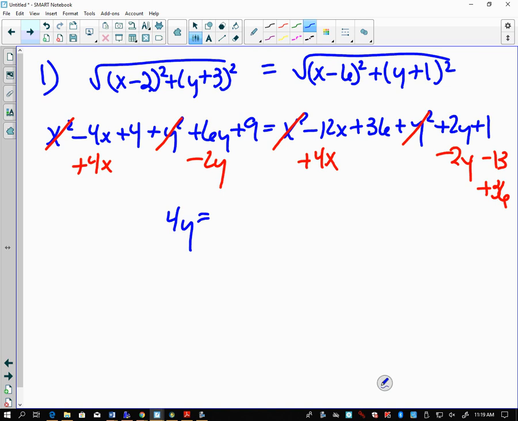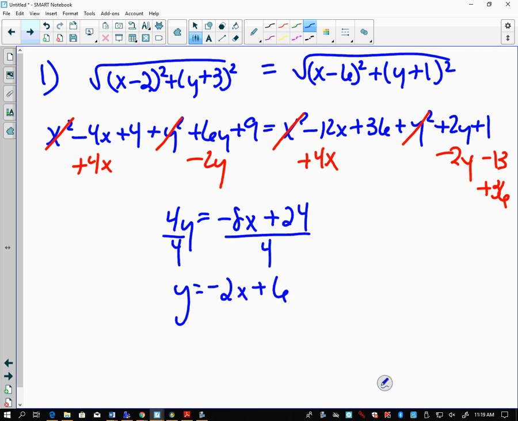Okay, so 6y minus 2y is 4y. Negative 12x plus 4x is negative 8x. And 1 plus 36 is 37. What's 37 minus 13? Positive 24, right? We're going to divide everything on the right and left by 4. So I get y equals what? Negative 2x plus 6. All right, this was question number 1.